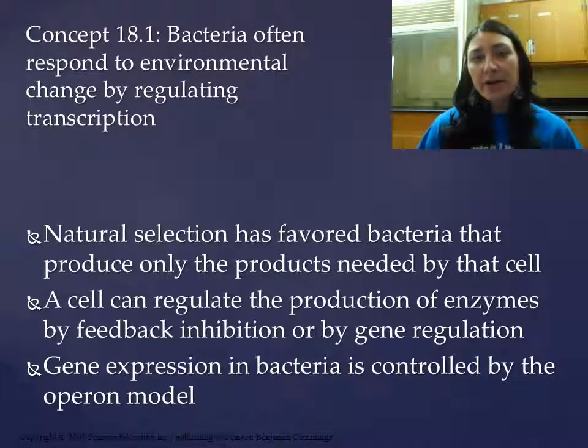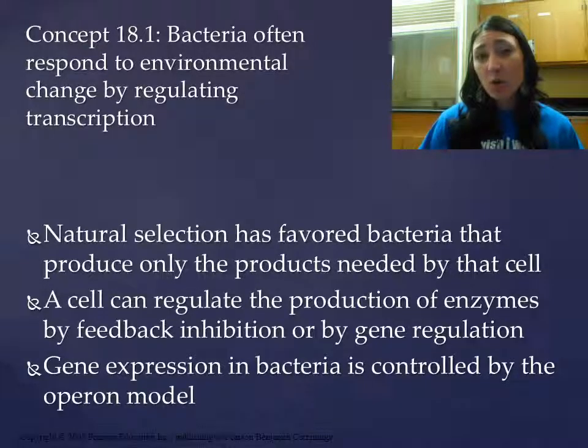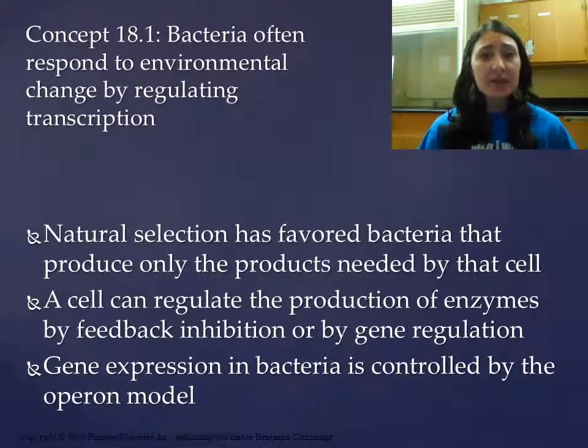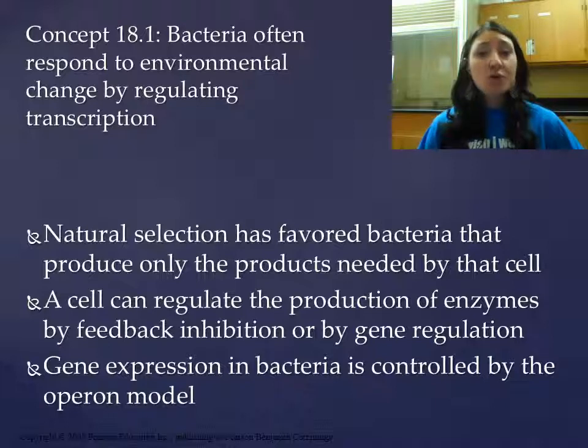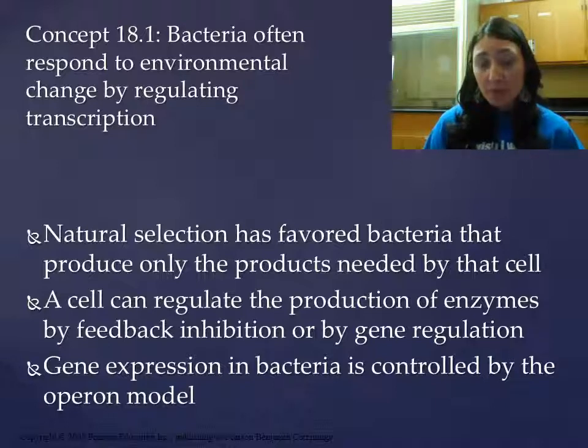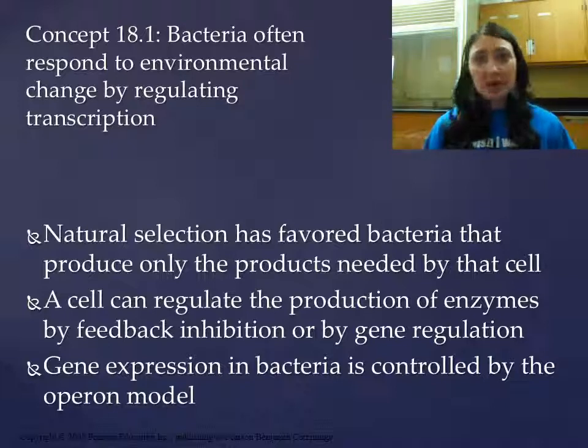Let's talk about prokaryotes, and specifically let's talk about E. coli, which is a type of bacteria, as we work through our first examples of gene regulation. Natural selection has favored bacteria that can produce only the products that they need at that particular moment. It's not favorable to make every gene product that you can at one time. That would be really, really inefficient and unnecessary.